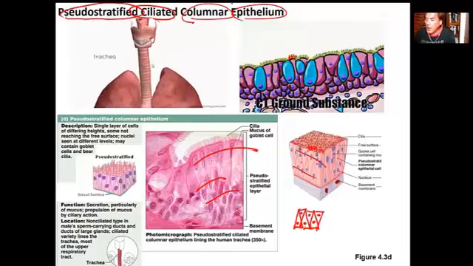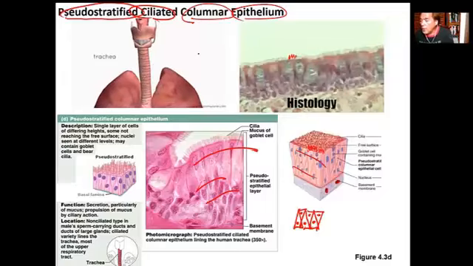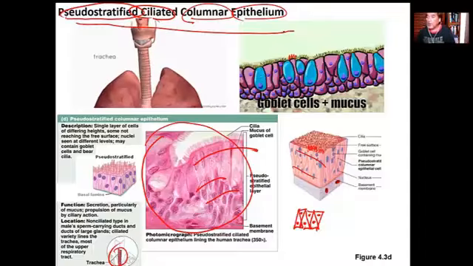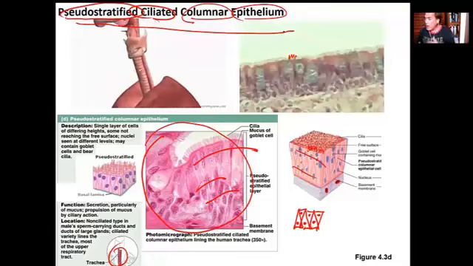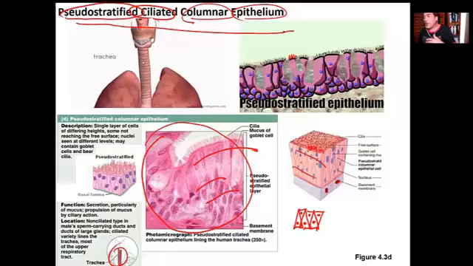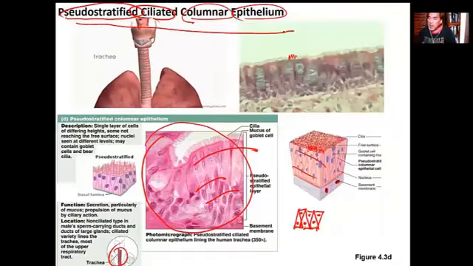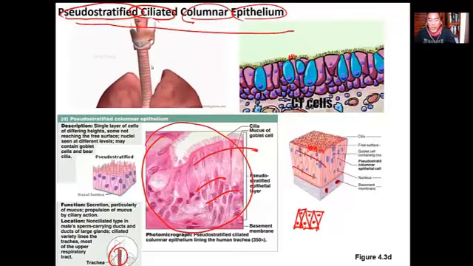Okay, it looks like columnar. It then has cilia. So we call it pseudo-stratified ciliated columnar epithelium. An example, trachea. The next group of tissue is going to be stratified, layered. We're going to go the same way. I'm going to go with stratified squamous, stratified cuboidal, stratified columnar, and a special type of layered epithelium, transitional epithelium. I'm now moving into stratified.